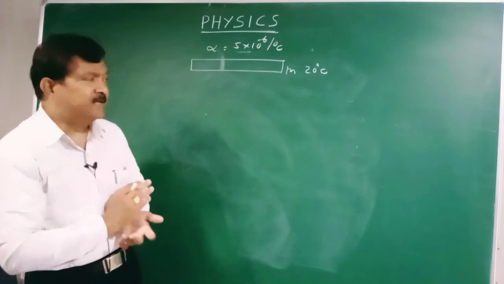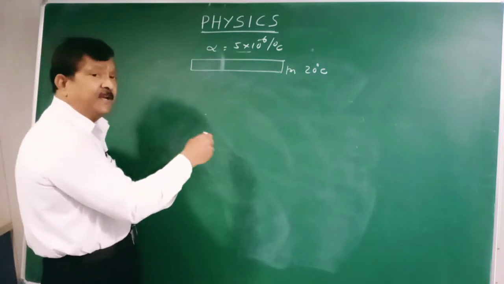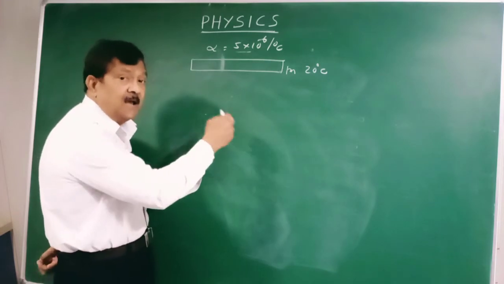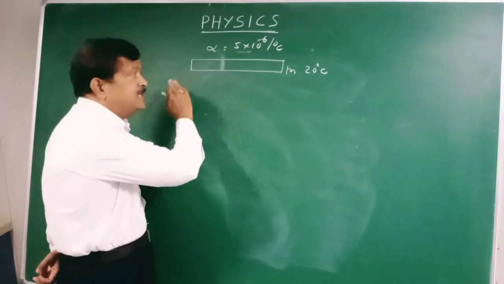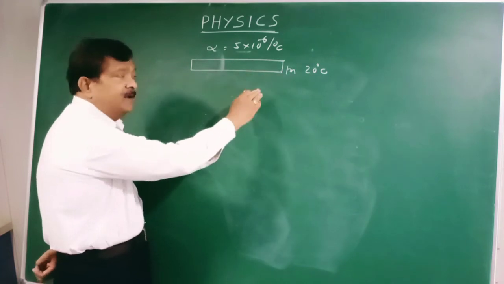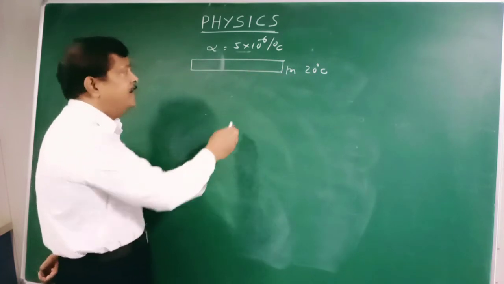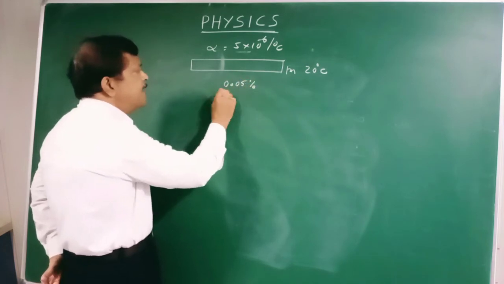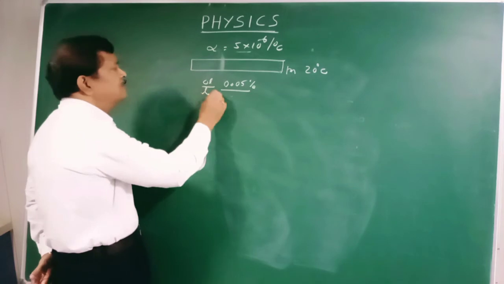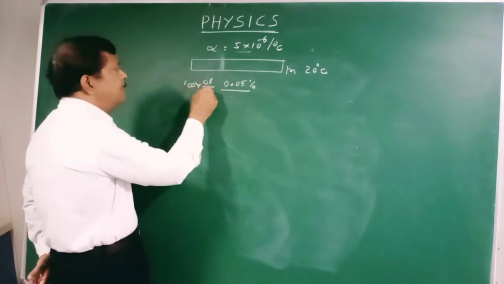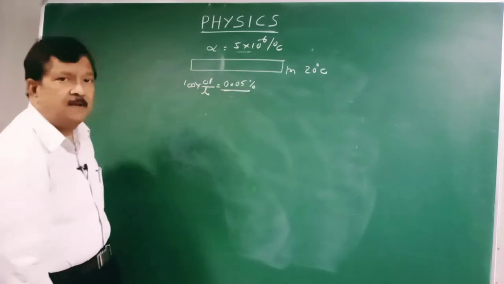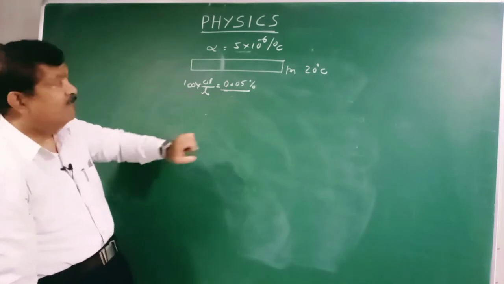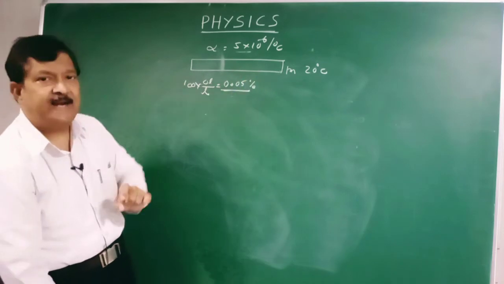Now, what I want is an accuracy. The percentage change or the percentage error in the measurement of the length of the scale should not be more than 0.05%. This is the maximum permissible error. Error should not be more than this when you are measuring the length using this scale.